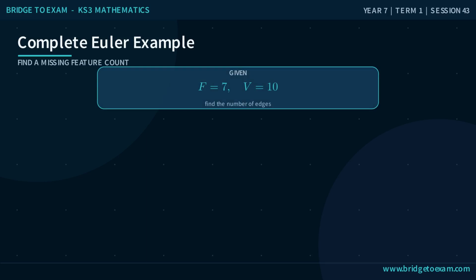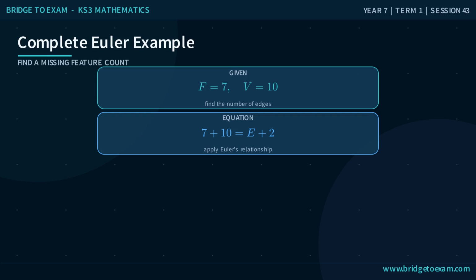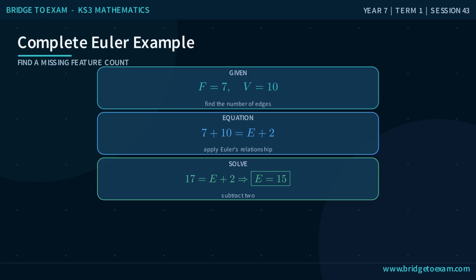Complete example. A convex polyhedron has 7 faces and 10 vertices. Find its number of edges. Use Euler's relationship. 7 plus 10 equals E plus 2. 17 equals E plus 2, so E equals 15.